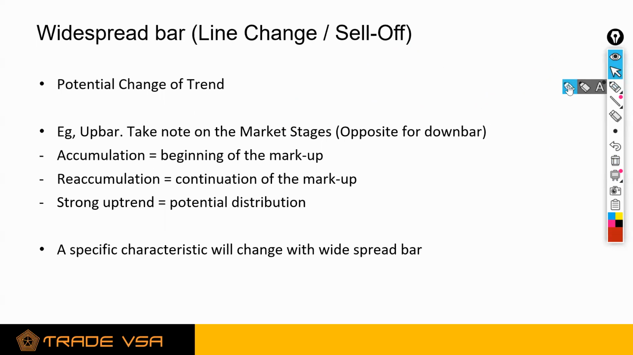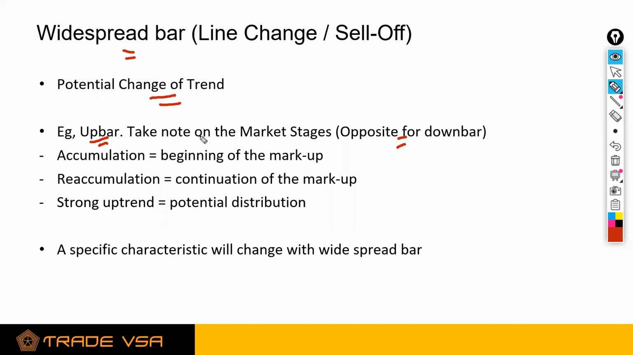But do remember that whenever you see an obvious widespread bar, doesn't matter up or down bar, you have to start to think of one thing. There is a potential change of trend coming, or maybe sometimes we call it a change of behavior. So this is an example of an up bar. Of course, a down bar is just the opposite.